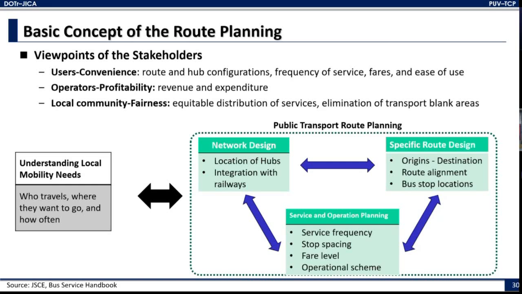So these achieve the following three outcomes. The network design, the specific route design, and the service and operation planning shall be implemented in coordination. These three items are called public transport route planning. However, to achieve the three items, understanding local mobility needs is necessary.